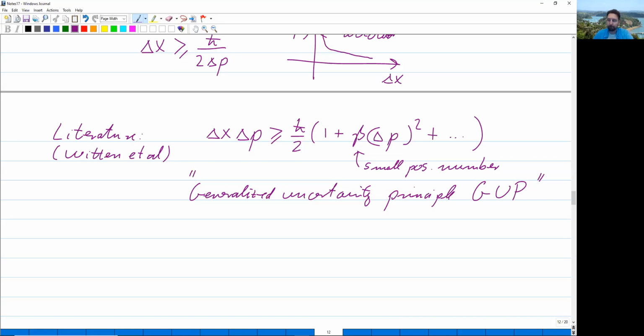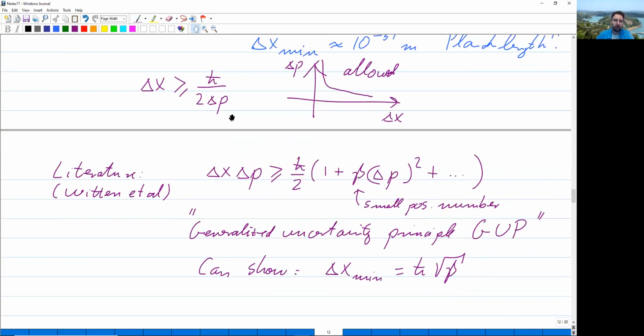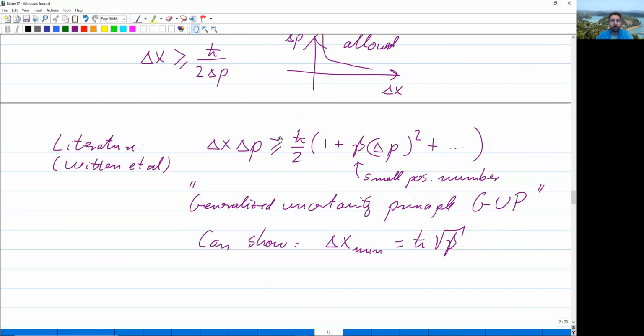Now, one can show that with this generalized uncertainty principle, there's a finite minimum uncertainty in position, which is h bar square root of beta. So the idea would be that nature has this fundamental constant beta, such that delta x minimum is the Planck length of 10 to the minus 34 meters. Now the trouble was that from this argument, all you got was an uncertainty principle. With that, you can calculate uncertainties, but that's all you can do.